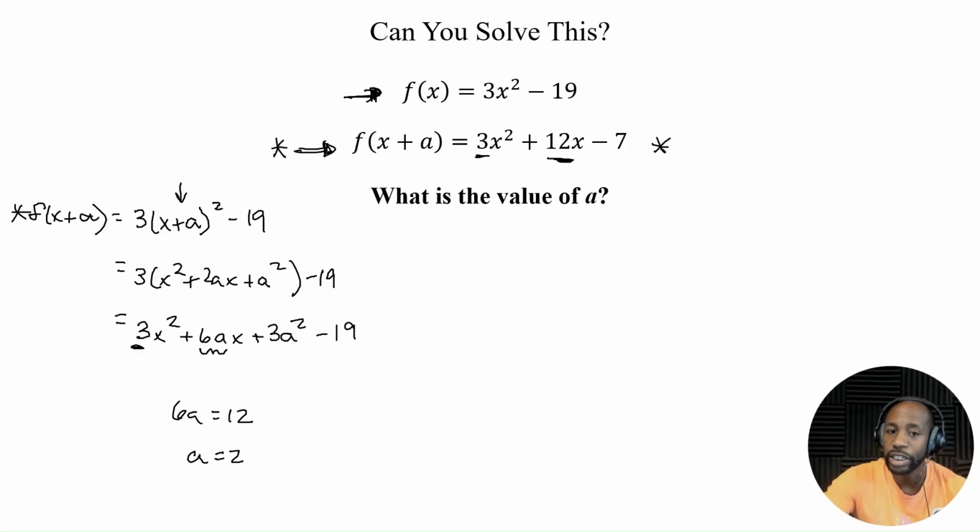And so then, just to check it, if a is equal to 2, this right here, 3a squared minus 19, should represent the constant at the end of this, which should be equal to negative 7. So let's plug in 2 into that and see if we get that. So 3 times 2 squared minus 19. 2 squared is 4. 4 times 3 is 12, minus 19, which is negative 7. Okay, so yes, 2 is our answer.